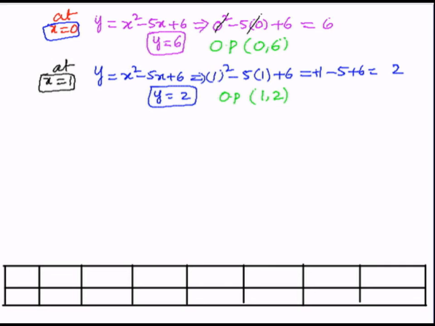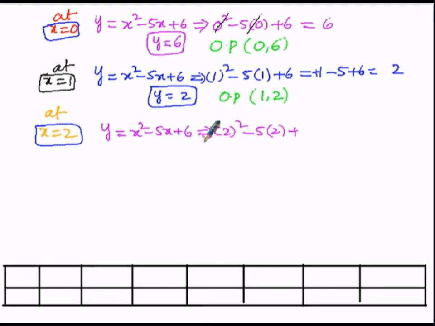Then now the next case, at x is equal to 2, the given equation is y is equal to x square minus 5x plus 6. Then now that implies x must be replaced by this 2. So, x square, that is 2 square, minus 5 into x, that is 5 into 2. Then now plus 6 must be copied as it is. So, that equals 2 square, 2 2s is 4, then now minus 5 2s is 10, then now plus 6 must be copied as it is.